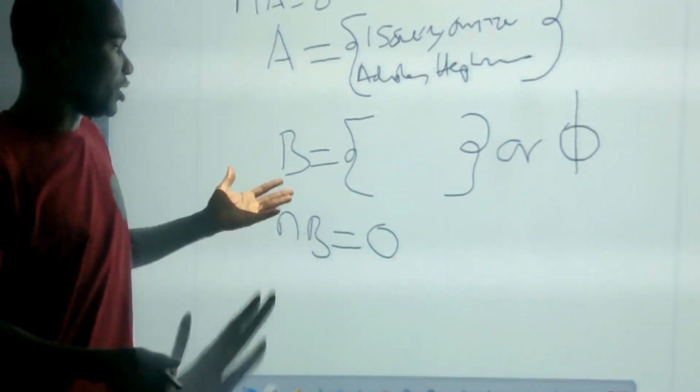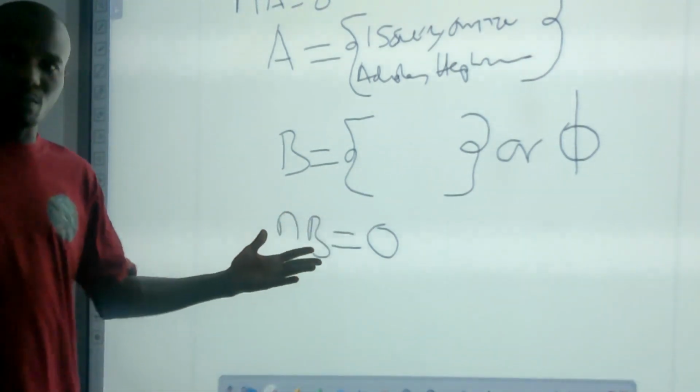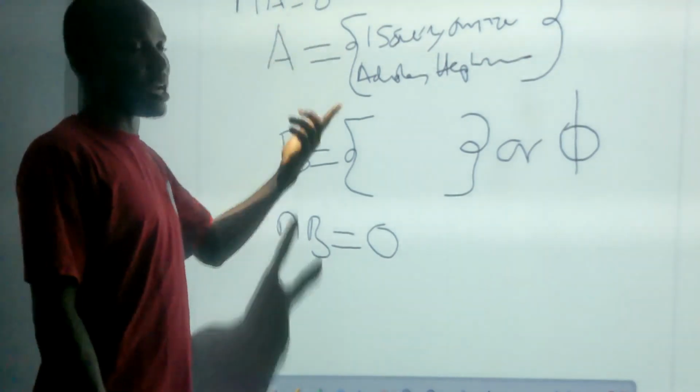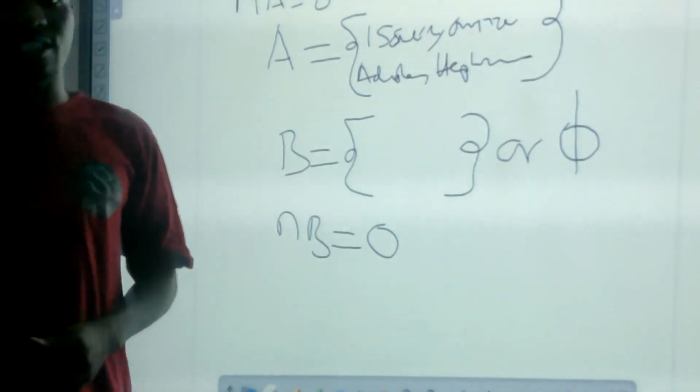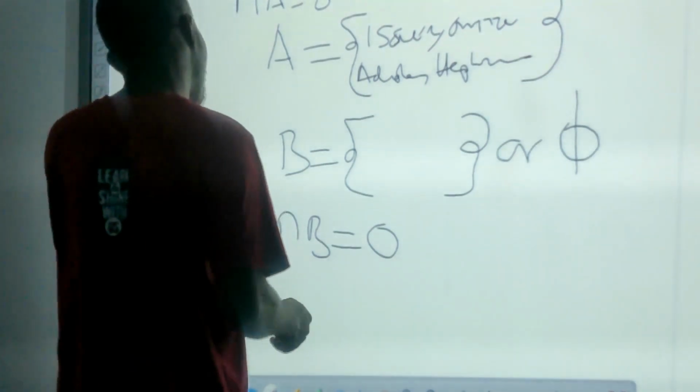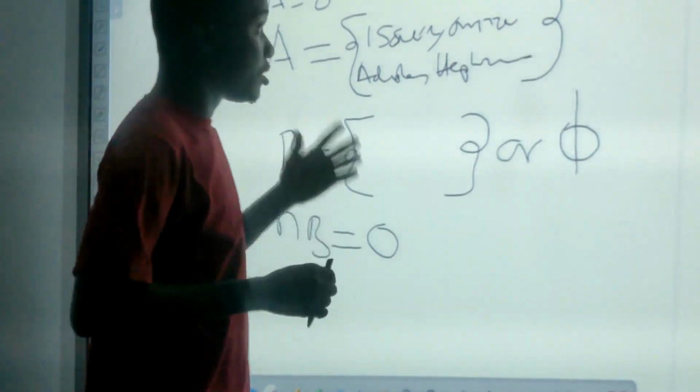So set B is empty. Its cardinality, the number of elements there, is 0. And the cardinality of A is 8. I'm assuming you are at 8 in class, as far as that is concerned. So that is what actually explains this so far.